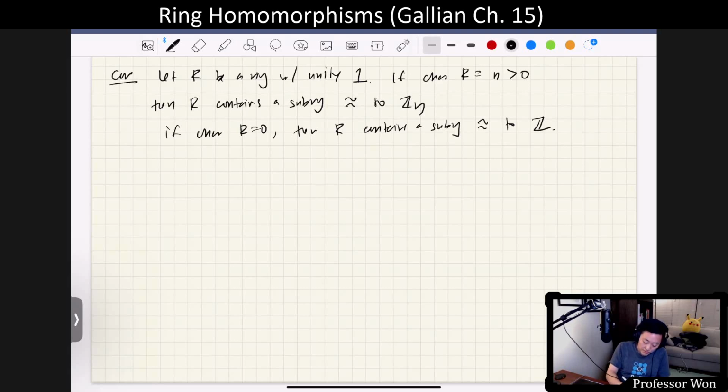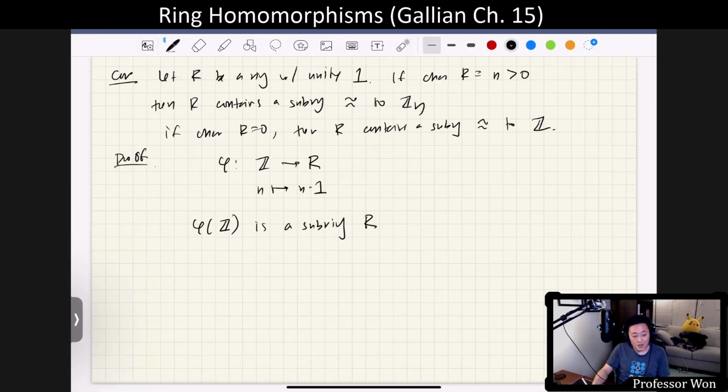Okay, so this just follows from the previous theorem, because by the previous theorem, we have a ring homomorphism phi from Z to R that sends n to n dot 1. So the image of phi is going to be some subring of R. Right? So phi of Z is a subring of R. That's by the properties of ring homomorphisms theorem. And then we can ask, well, what is phi of Z isomorphic to? By the first isomorphism theorem, phi of Z is isomorphic to Z mod the kernel of phi.